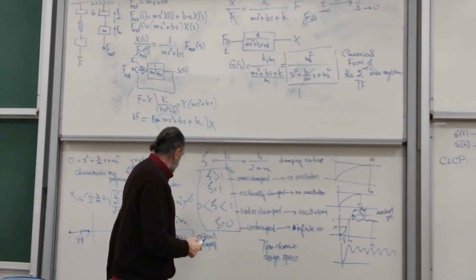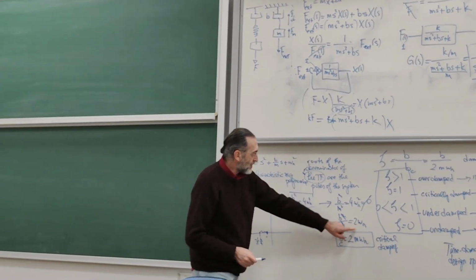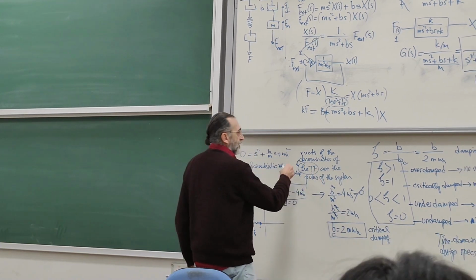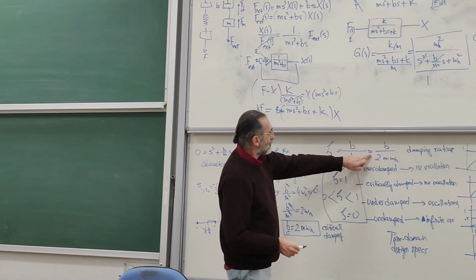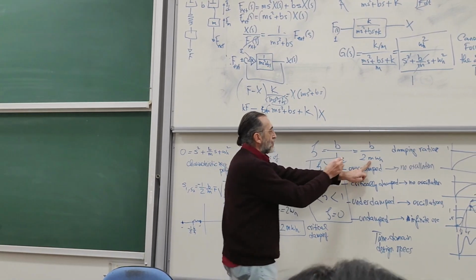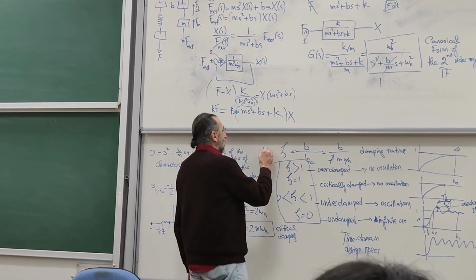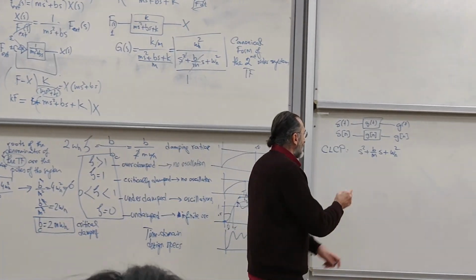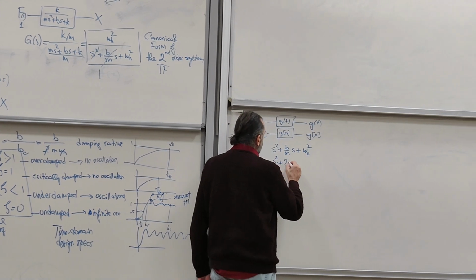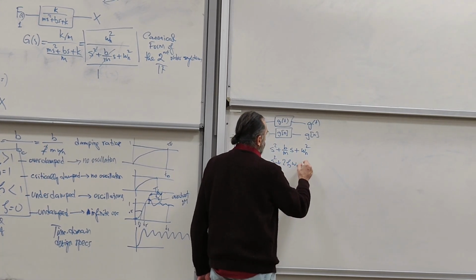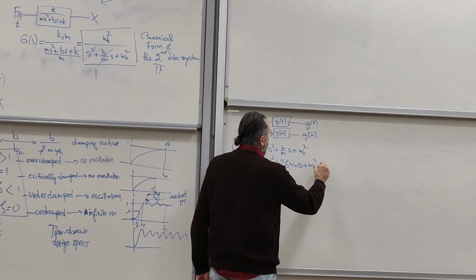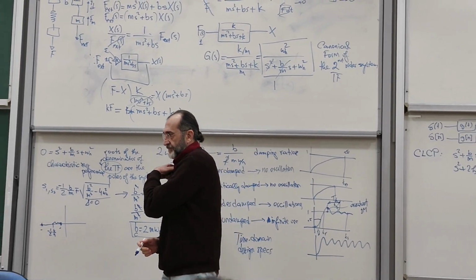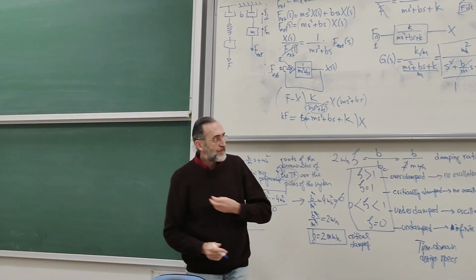Well, we define zeta through b over m being equal to 2 zeta omega n. So this is going to be s squared plus 2 zeta omega n s plus omega n squared equals 0. We are after the roots of that equation. Okay? So now, as you can see, we fully parameterized.